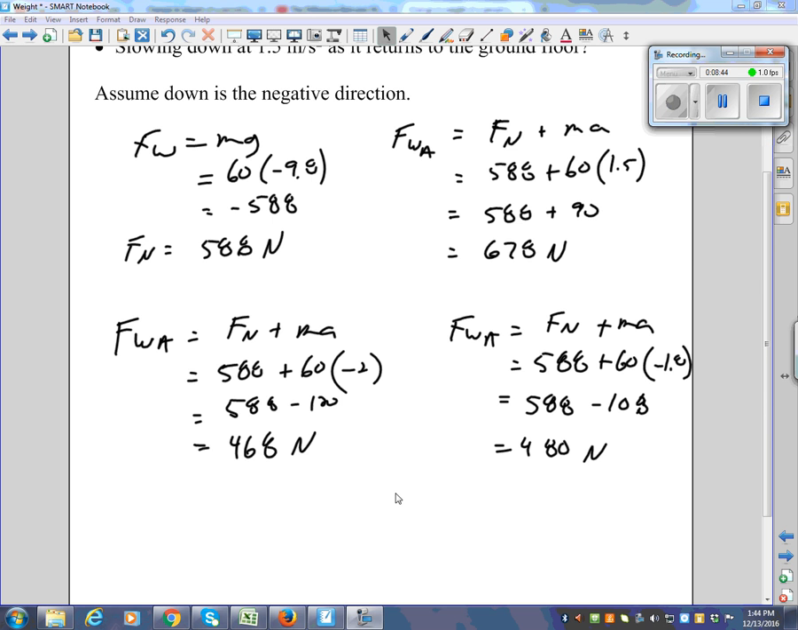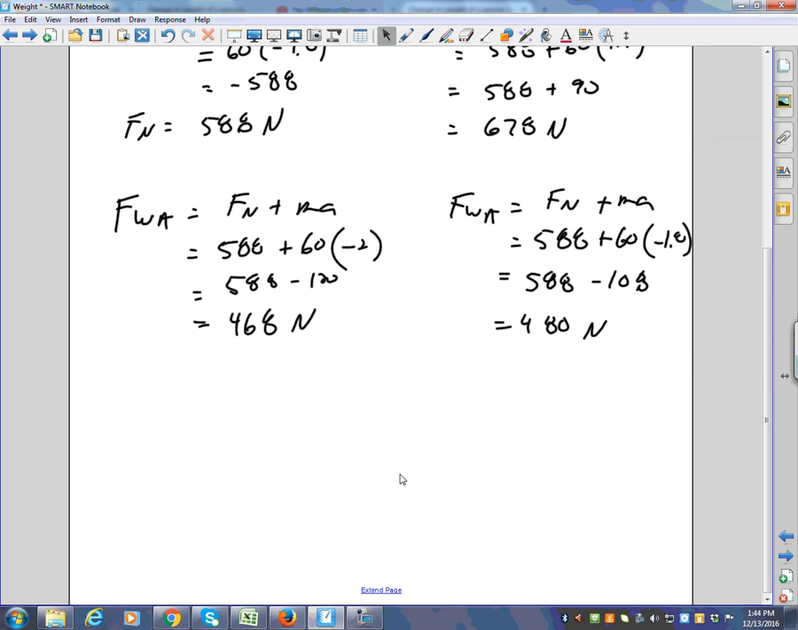Okay. So we're going to write the apparent weight force is the normal force plus the mass times the acceleration. So the 588 plus 60 times. Now, which way is the acceleration now? No. It's slowing down, but which way? You're going down. The acceleration is up, right? You're going down, so it's up at.